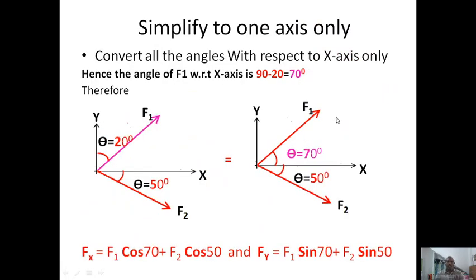This is the conversion. If I want to make all the things in cos or all the things in sine, please see the bottom of this slide. Here I made f1 f2 into cos only, and fy also made into sine only. There is no combination of sine and cos. Please understand, there is no combination of sine and cos here. I kept them as only cosine or only sine, right?